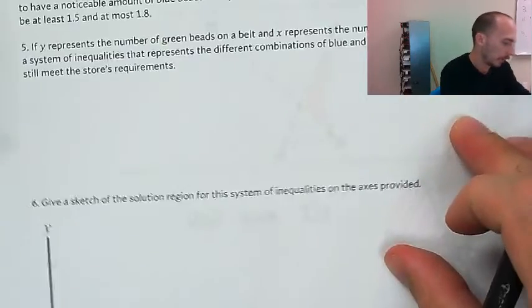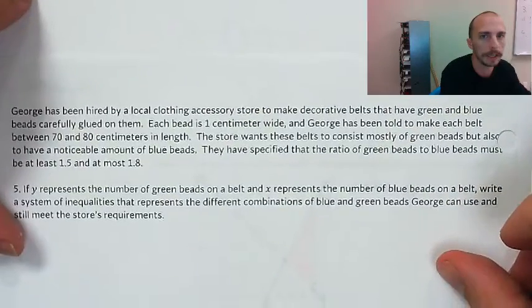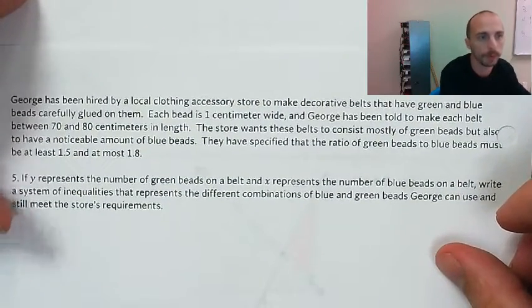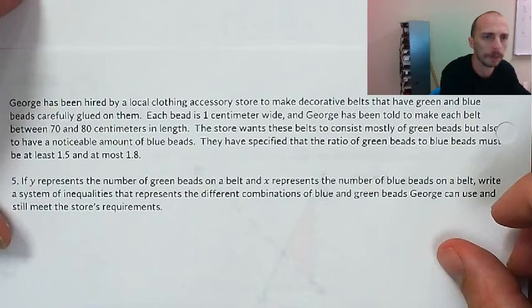Over here, now we've got George and the decorative belt again, and I think on form B, you had some problems on the front side were a little nicer, and then this one was a little worse because of the, oh no, Y is still green beads and X is still blue beads. So I still don't understand how this is supposed to be different on form B. Maybe it's not supposed to be, maybe it's supposed to be the same.